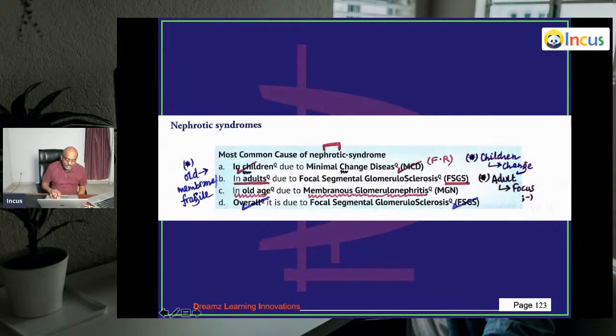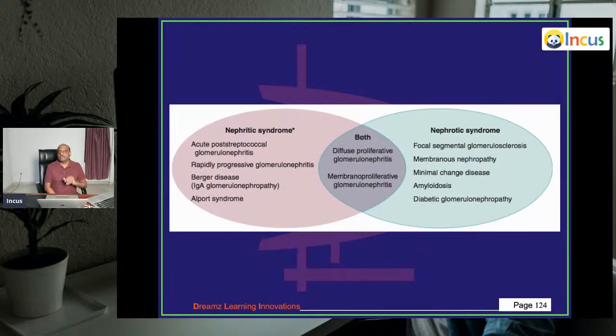Now, if you look at the most common cause of the nephrotic syndrome in children, it is the minimal change disease. Adults, it is FSGS. Old age, it is membranous glomerulonephritis. Overall, it is FSGS. This is the important point you should not forget.